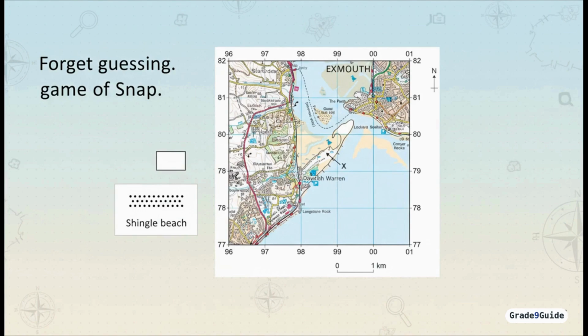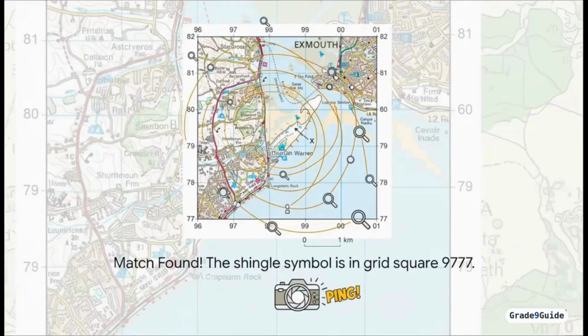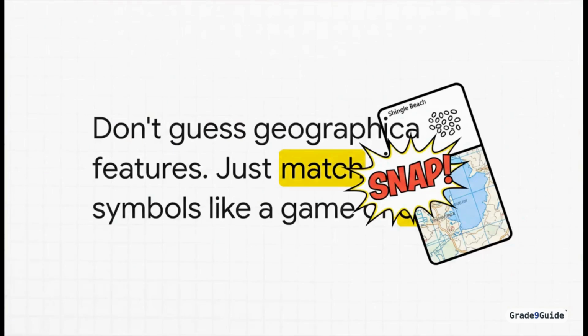Yep, snap. Your only job is to match the symbol from the map key to the right spot on the map. The key tells us that a shingle beach looks like this pattern of little dots or pebbles. So now we hunt for that exact symbol on the map. We check the options, and there it is. That pattern of little dots is sitting right inside grid square 9777. It is a perfect match. Snap! We've got our answer, and we've got our mark. So the rule for map questions could not be simpler. Don't guess. Use the key and just match the symbols. Seriously, treat it like a game of Snap, and you'll never get it wrong.